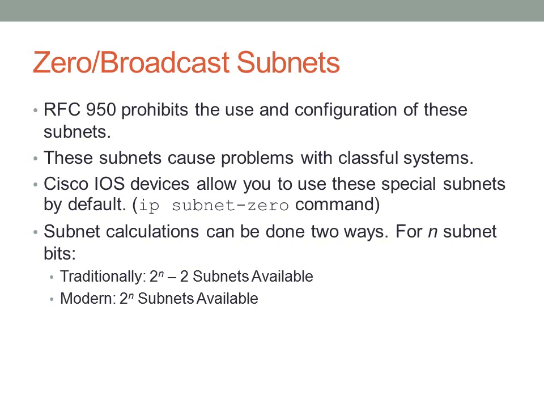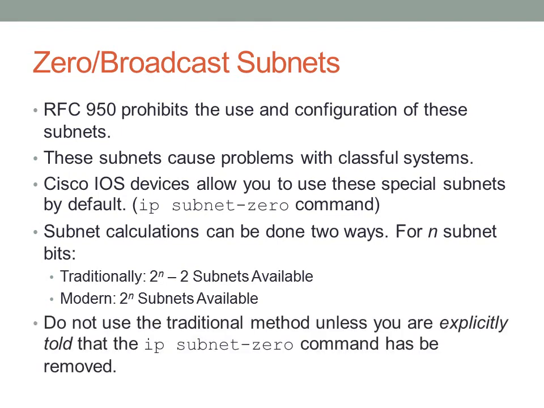So in all of your calculations, you should naturally assume, unless you were told otherwise, that all subnets are available to use and that the 0 and broadcast subnets are unrestricted. Again, do not use the traditional method unless you are explicitly told that either the ip subnet-zero command has been removed with no ip subnet-zero, or if you're told that the 0 and broadcast subnets are unavailable to you.